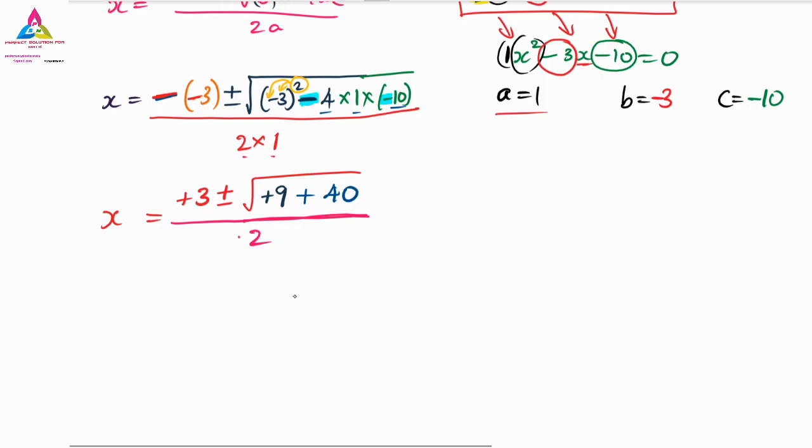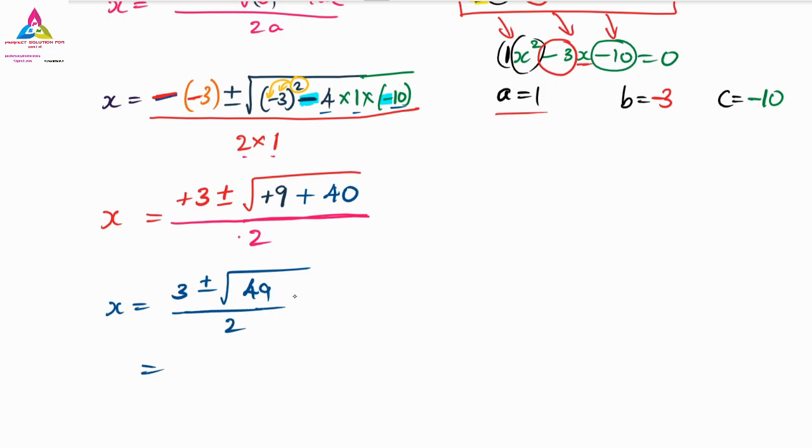So next one, simplification. x is equal to plus 3. You can write directly 3 because plus 3 can be written as 3 only. Plus or minus, the square root we have. Square root of 9 plus 40. How much? Both are positive. So 9 plus 40 is how much? 49. Yes, 49 whole divided by 2.